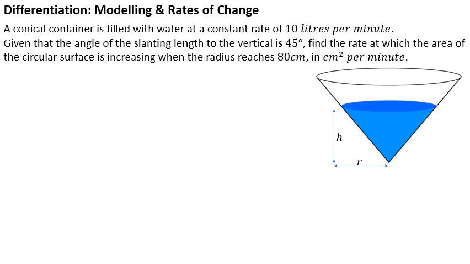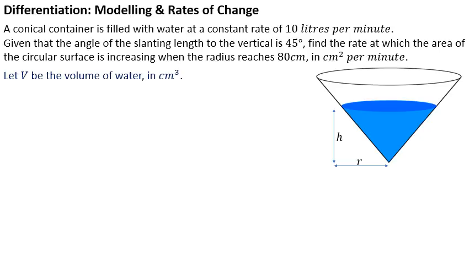If the slanting length is 45 degrees away from vertical, then the height that the cone of water forms relative to the radius of the cone of water, well, those two things are going to be the same because it's a 45-degree triangle.